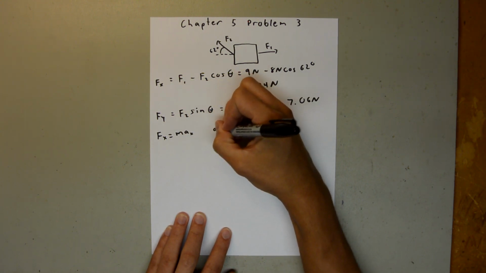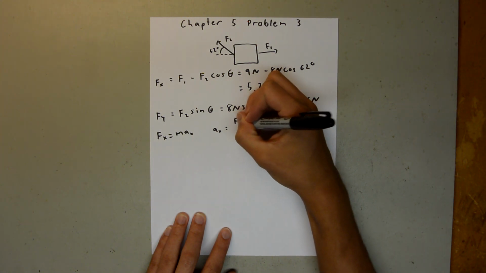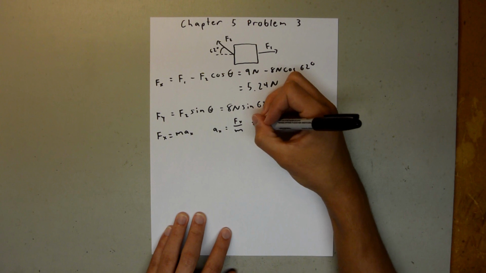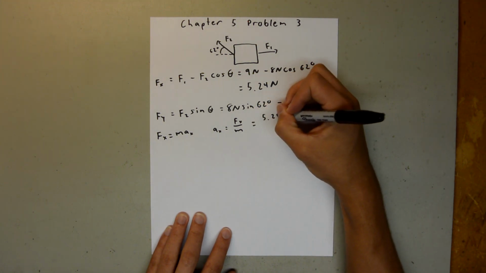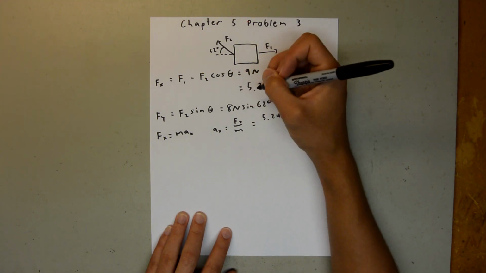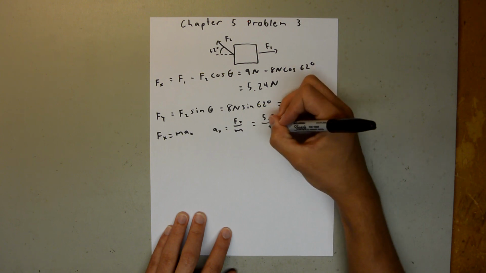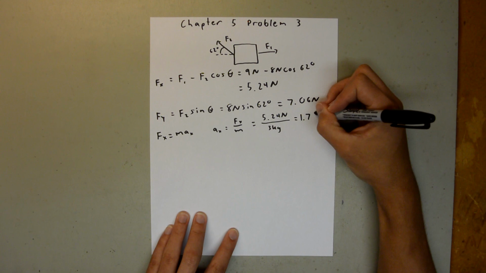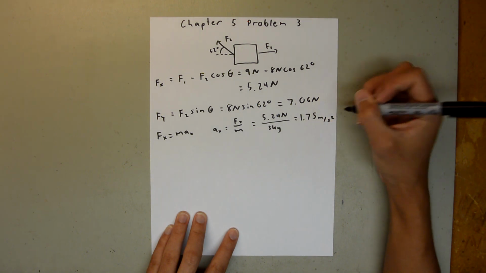And so we know that the force in the x direction is equal to m a x. So then we can say a of x is equal to F of x over m, and we again have those values, so that's equal to 5.24 newtons, which is what we found right up here, over our mass, which is 3 kilograms, and that's equal to 1.75 meters per second squared.